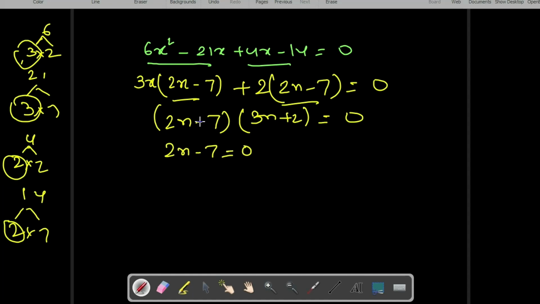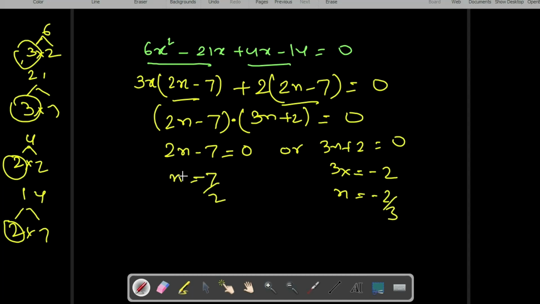If the multiplication of two things is 0, that means either this or this will be 0. So I am going to write 3x plus 2 is equal to 0, or 3x is equal to minus 2. x is equal to minus 2 upon 3, and here x is equal to 7 upon 2. What was x? We substituted sec theta is equal to x. That means this value is going to be sec theta, which is 7 upon 2, and this is also sec theta is equal to minus 2 upon 3.